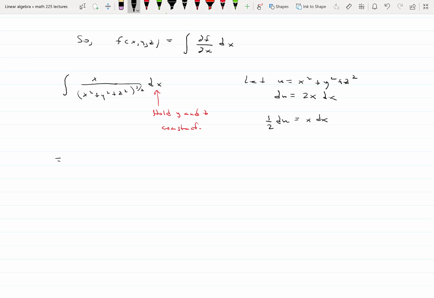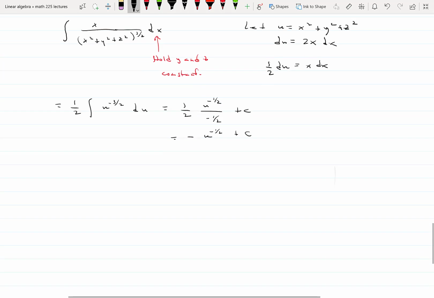This becomes, let's see, 1/2 du is x dx. So this becomes 1/2 the integral of 1 over u to the 3/2, or u to the negative 3/2, du. And that gives us 1/2. Add 1 to the exponent, so negative 3/2 plus 2/2 is negative 1/2, so you get negative 1/2 over negative 1/2 plus a constant, or negative u to the negative 1/2 plus a constant.